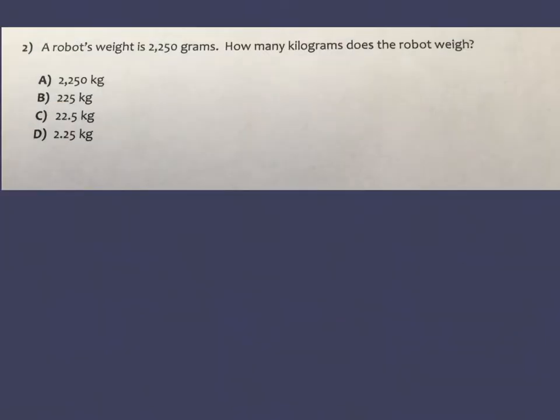In our next problem, a robot's weight is 2,250 grams. How many kilograms does the robot weigh? So we need to go from grams to kilograms. If we look at our STAAR reference card, we'll see that we can go from 1 kilogram to 1,000 grams. So here's what we have.